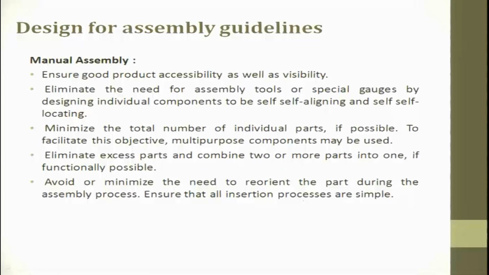So the next one is manual assembly. Ensure good product accessibility as well as visibility. These are the assembly guidelines. Eliminate the number of assembly tools or special gauges by designing individual components to be self-aligning and self-locating. Alignment and locating are different things. Locating is where there is a hole and it gets located. Aligning means it gets adjusted. So these two are different.